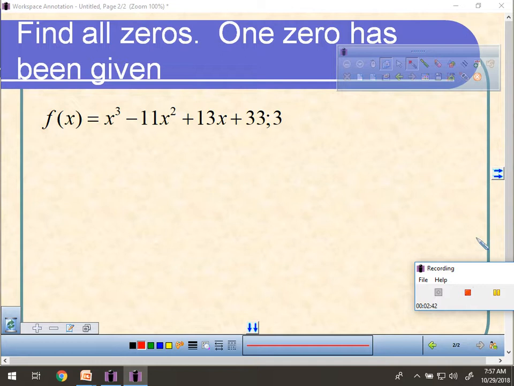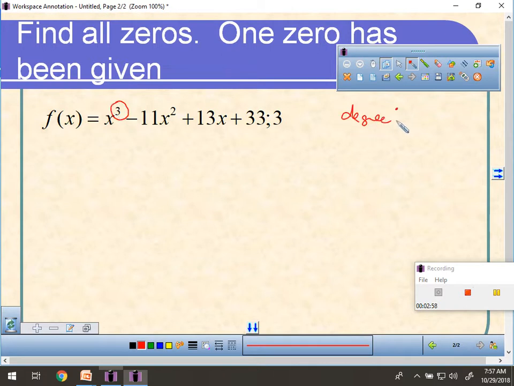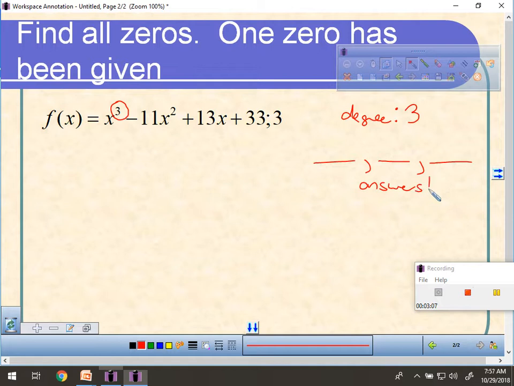Now, just to do a quick review of some of the topics from test 4, I have a polynomial that has a degree of 3. That's my highest exponent. Because that's a degree of 3, I know that I will have 3 answers, not more, not less. What I give you is that one of those answers is already 3. So the question remains, what would be the other 2? That's what you're asked to find here. So 3 is one of my answers.